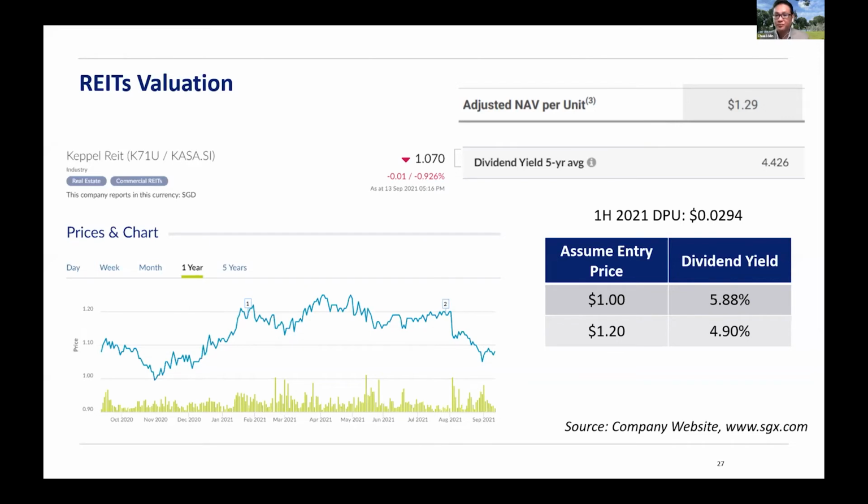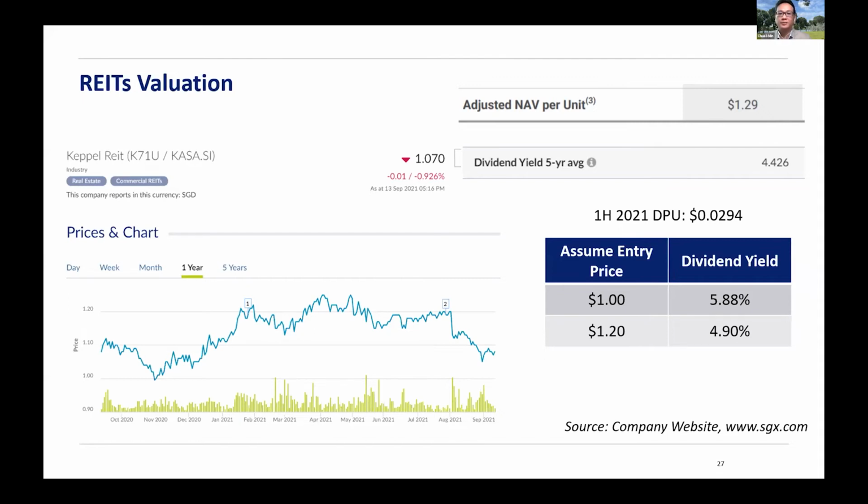So that's one. Number two, there are some benchmarks you can compare with. This one, dividend yield 5-year average, we got from the SGX stock screener. Later, I'll share with you very soon. Their 5-year average dividend yield is only about 4.4%. So currently, if you're at 5%, that means the prices are quite attractive.